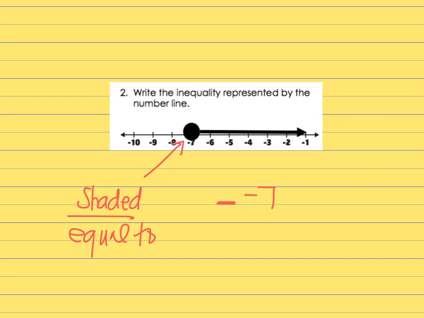And then if I look at the end of the arrow, it is pointing towards the right. This is all the numbers greater than -7. So I would place that also in. And then I'm going to use the letter X because any number greater than or equal to -7 fits in all this space right here.